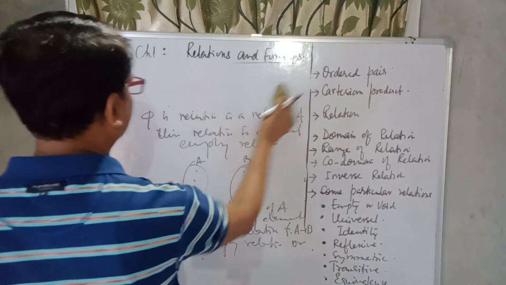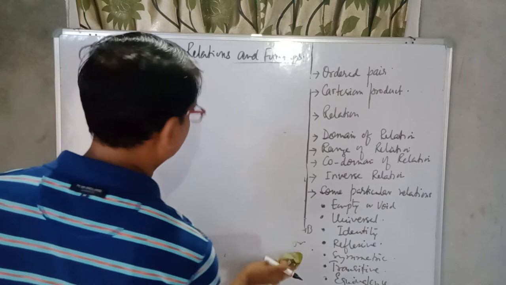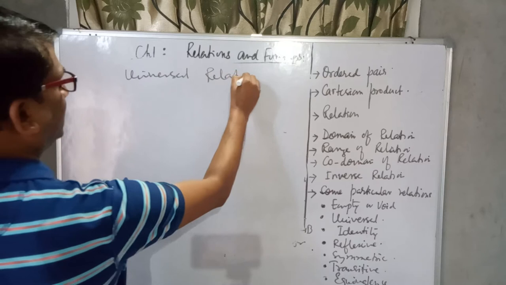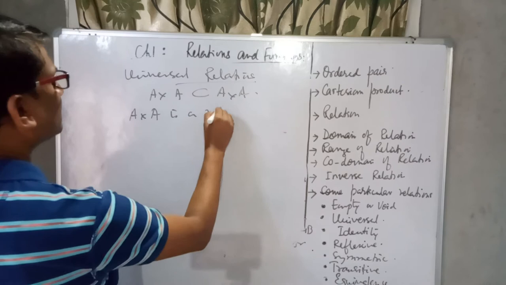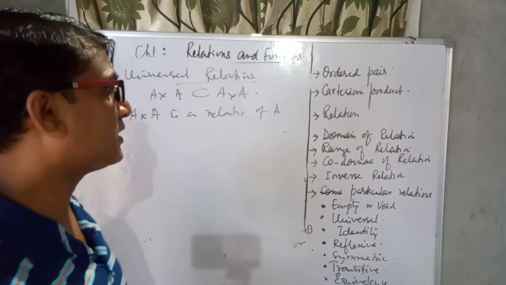Next one is the universal relation. What is universal relation? Let's see. A cross A is always a subset of A cross A. Okay. So A cross A is a relation on A. This relation is called universal relation.